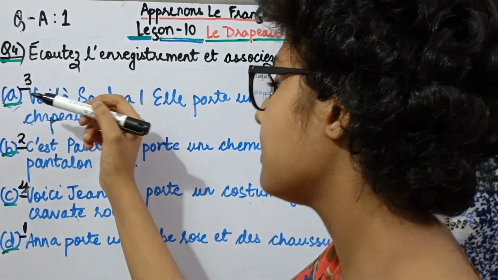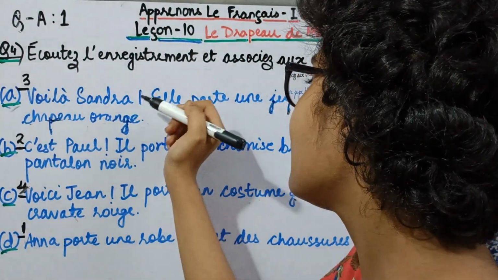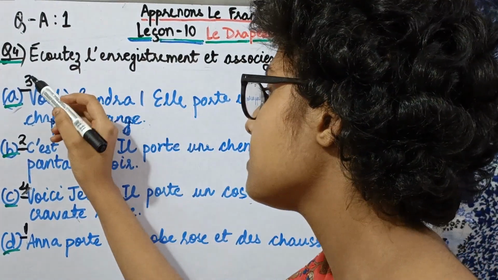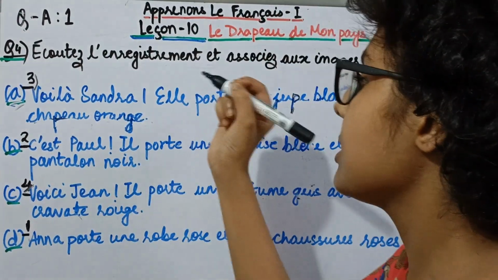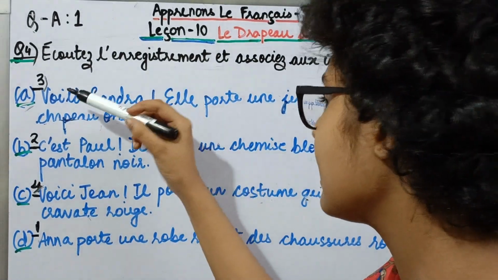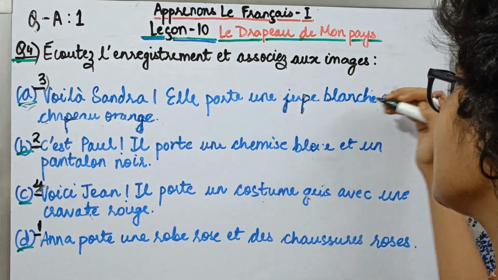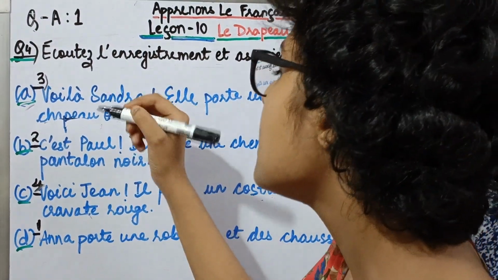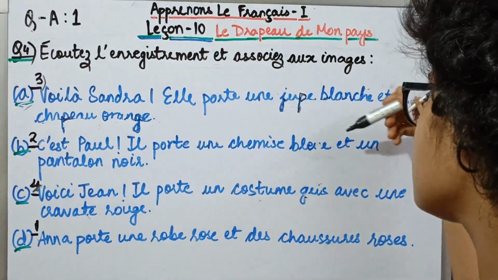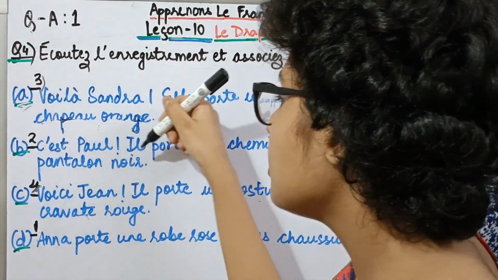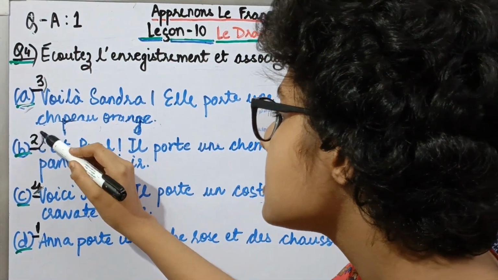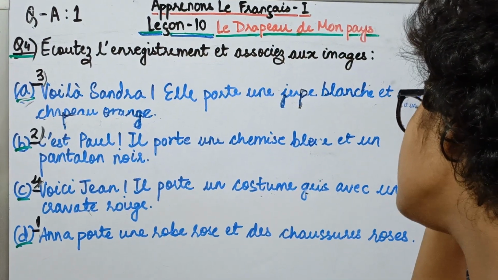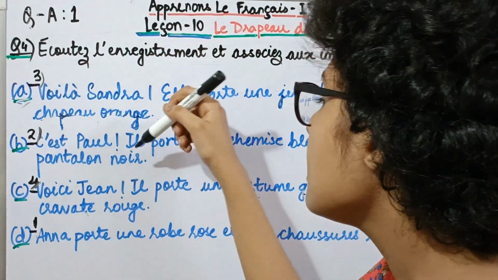So here we have the description: Voilà Sandra, elle porte une jupe blanche et un chapeau orange. This is the third description that corresponds to the A image. The meaning of this sentence is: here is Sandra, she is wearing a white skirt and an orange hat. Then we have this B part, that is c'est Paul, il porte une chemise bleue et un pantalon noir. So this corresponds to the second description. This is Paul, he is wearing a blue shirt and black pants.